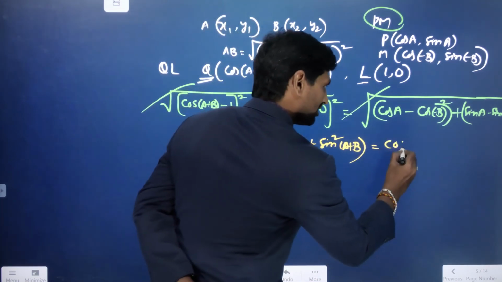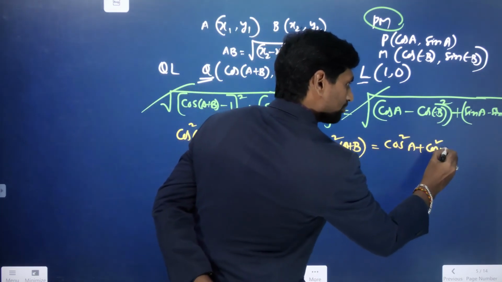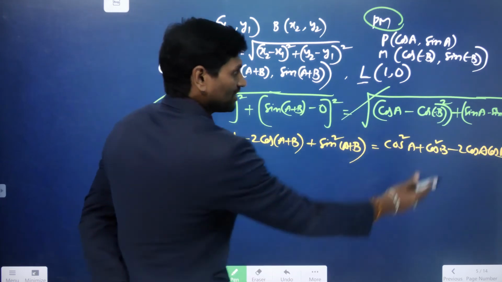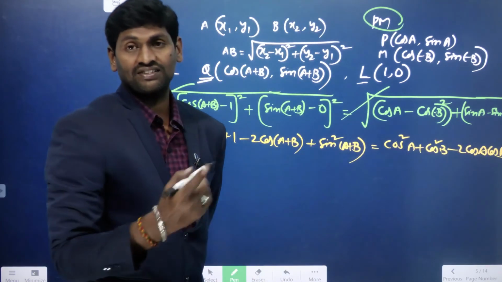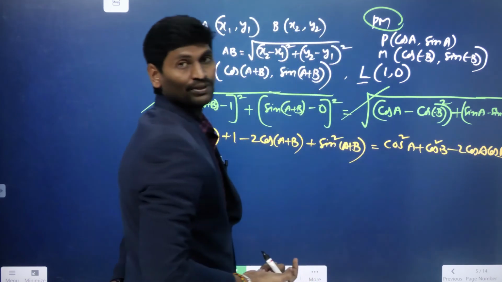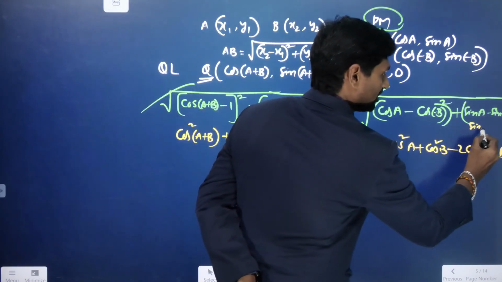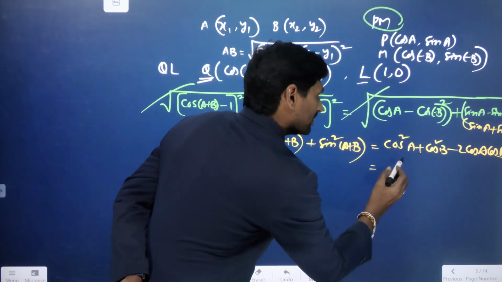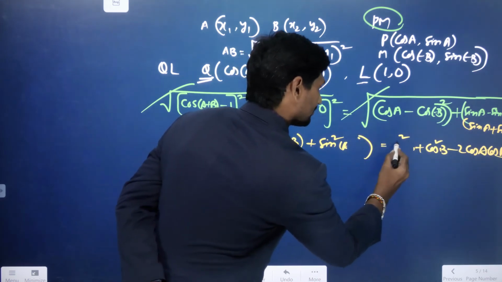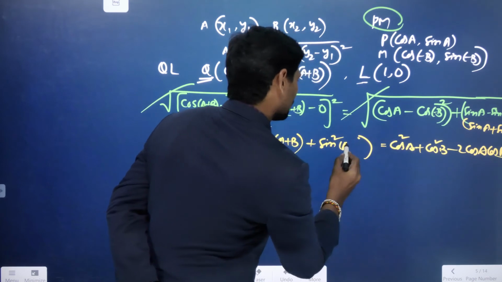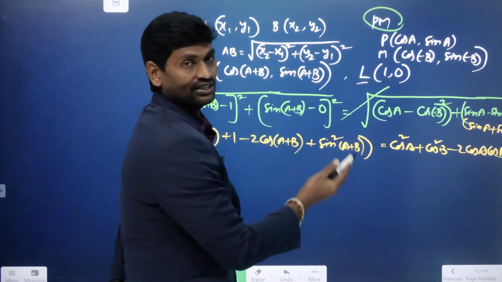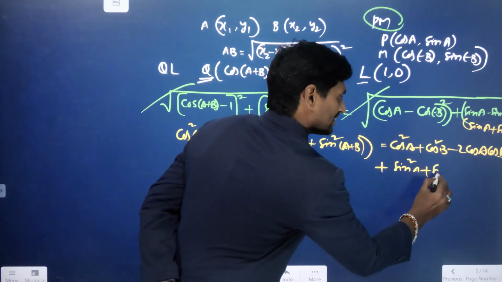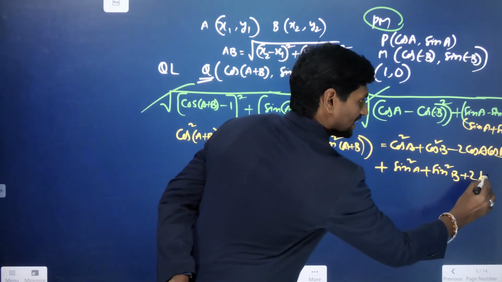So from this, cos square a plus cos square b minus 2 cos a cos b. Same way for sin: sin minus theta is minus sin theta, so minus or minus becomes plus, and it will be (sin a plus sin b) whole square. Again with the (a plus b) whole square formula, that equals sin square a plus sin square b plus 2 sin a sin b.